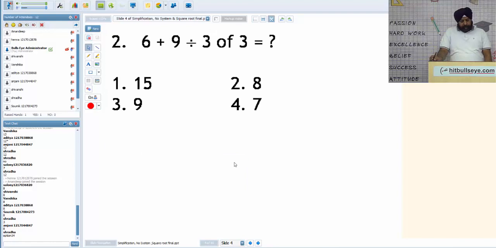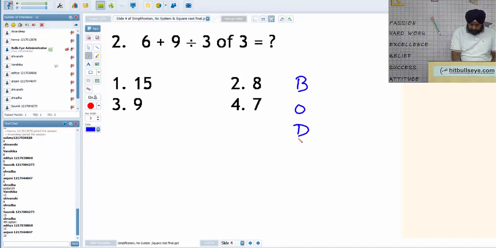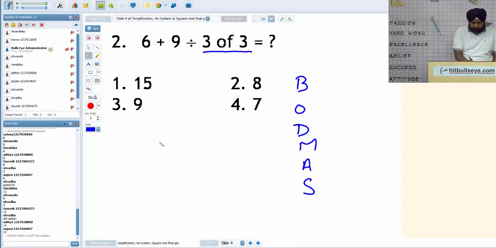What is 6 plus 9 divided by 3 of 3? Solve it. Fourth option, it is 7. Aditya says 15. Anjani says 15. So you have to follow the rule of BODMAS: bracket, of, division, multiplication, addition and subtraction. See, of is basically a multiplication but before division.